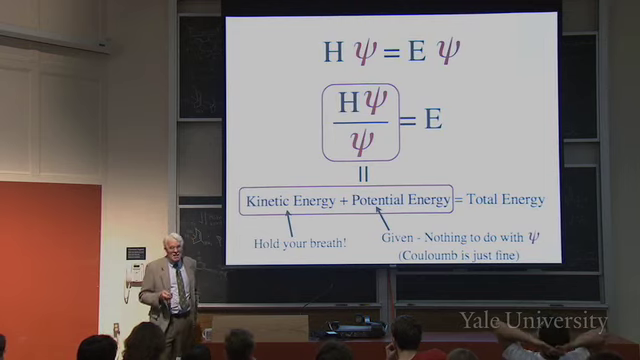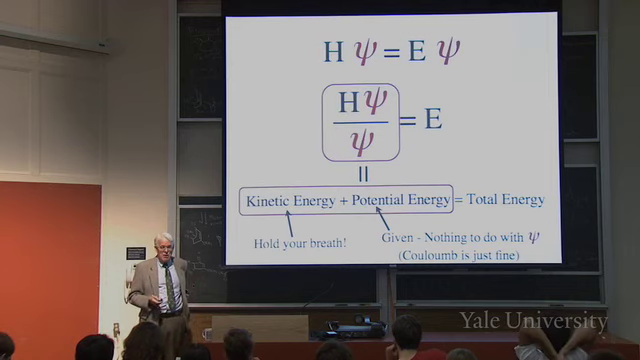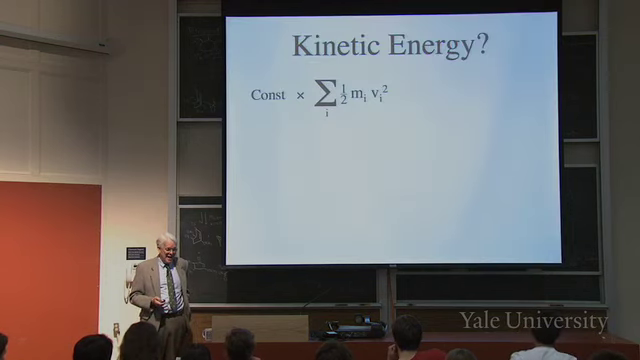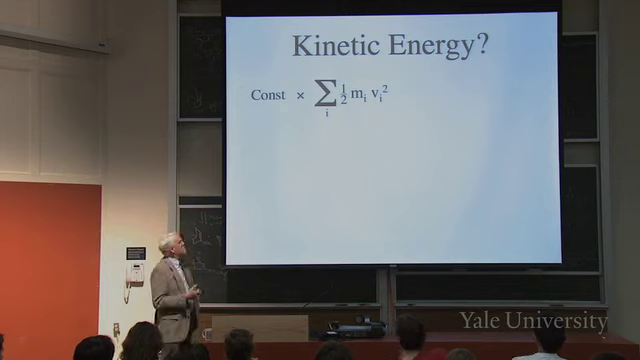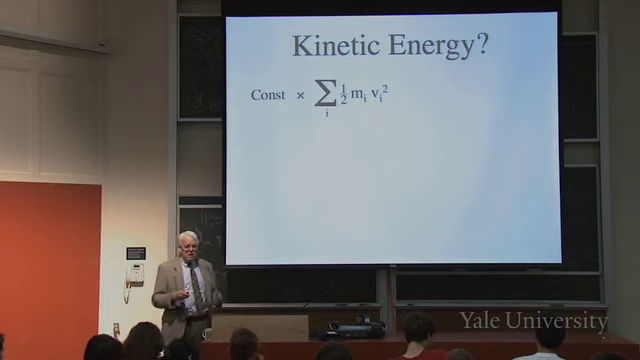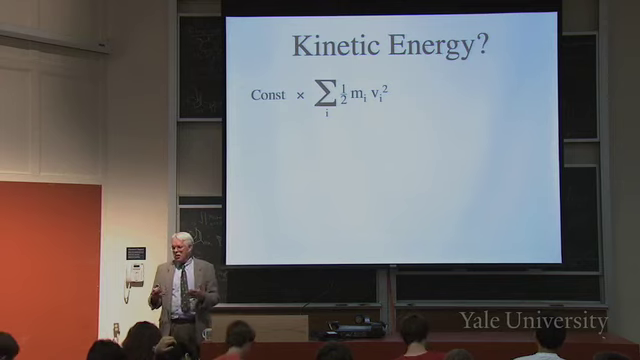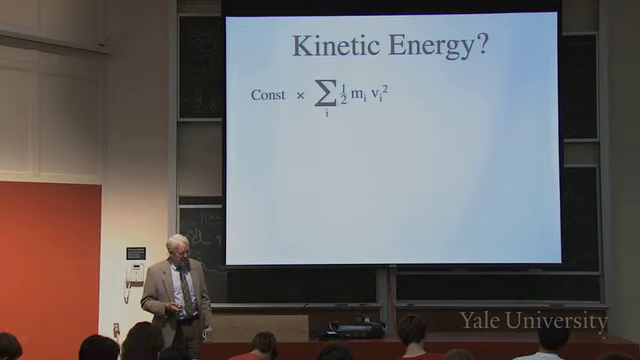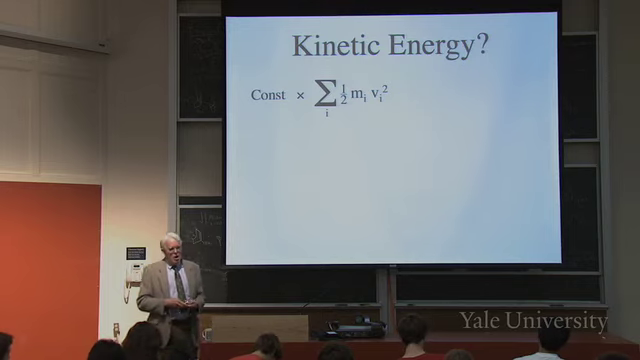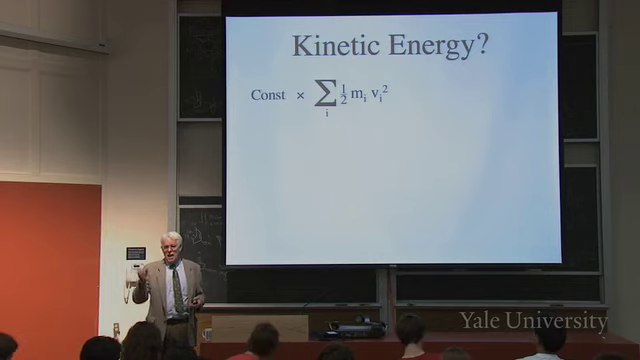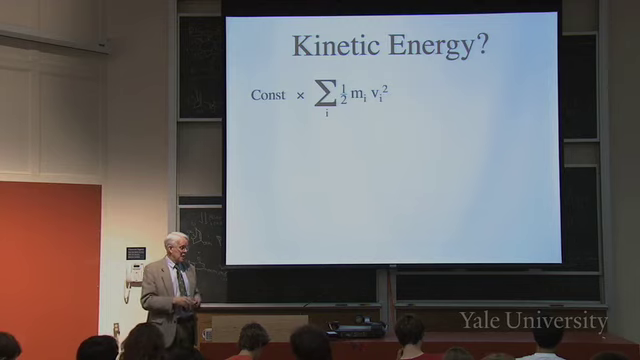So how do you handle kinetic energy? Well, that's an old one. You did that already in high school, right? Forget kinetic energy. Here it is. It's some constant, which will get the units right, depending on what energy units you want, times the sum over all the particles of the kinetic energy of each particle. So if you know the kinetic energy of this particle, kinetic energy of this particle, this particle, this particle, you add them all up, you get the total kinetic energy.